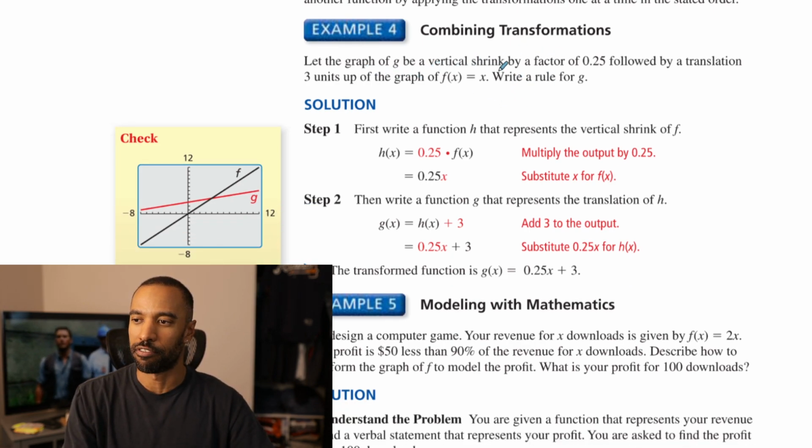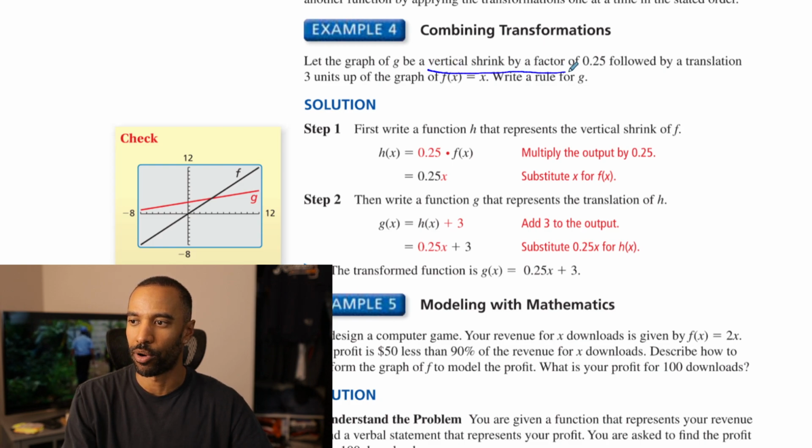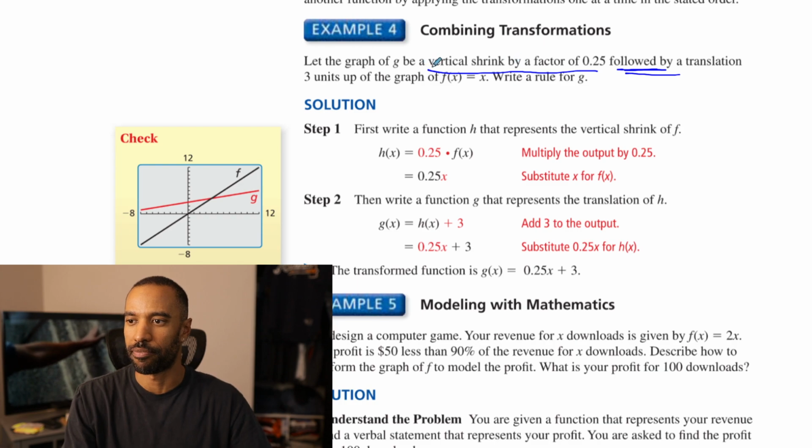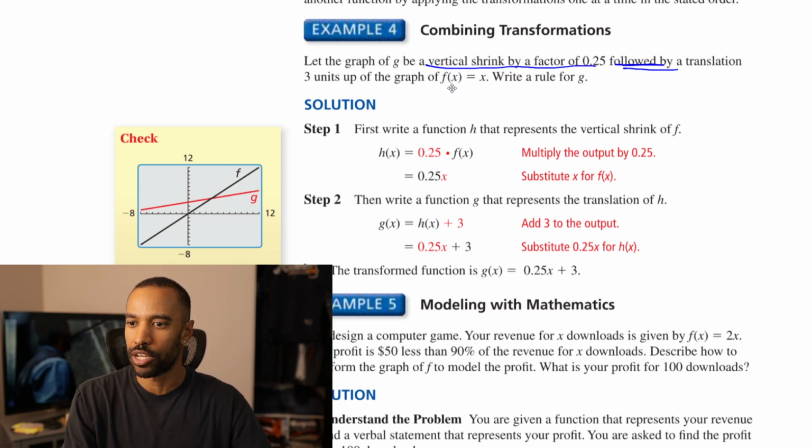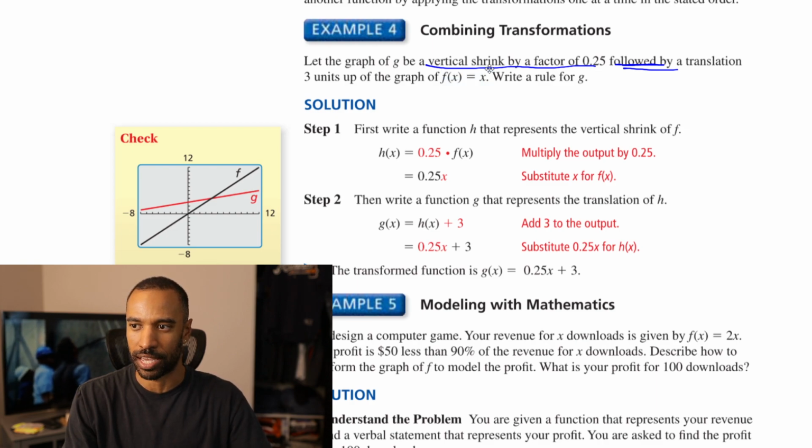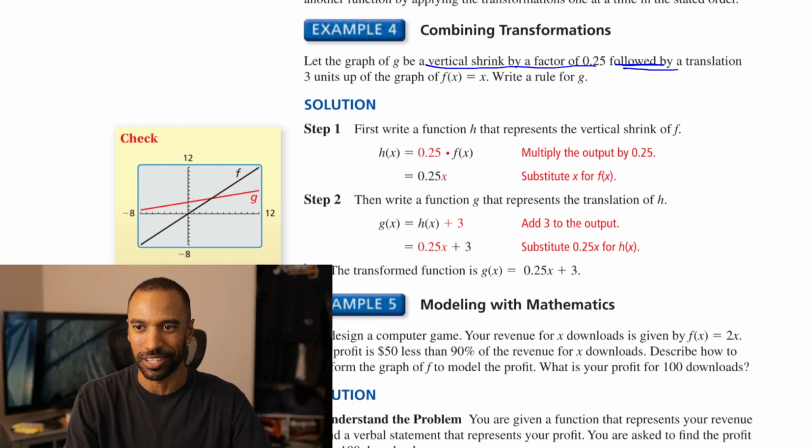Let the graph of g be a vertical shrink by a factor of 0.25, followed by a translation 3 units up of the graph of f of x equals x. Write a rule for g. So the original equation is just this. Literally f of x equals x is basically as basic as you can get.